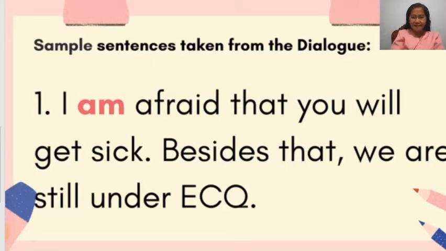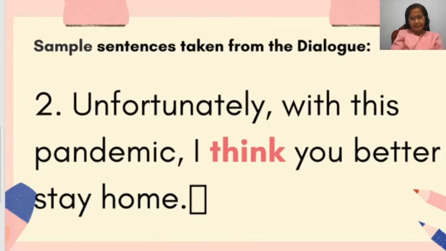In this sentence, the verb is used to tell that the speaker is afraid on the possibility of the person getting sick. Stating a feeling helps in persuading someone. Next. Unfortunately, with this pandemic, I think you better stay home. The verb think is used to state the strong belief of the speaker towards an existing fact.